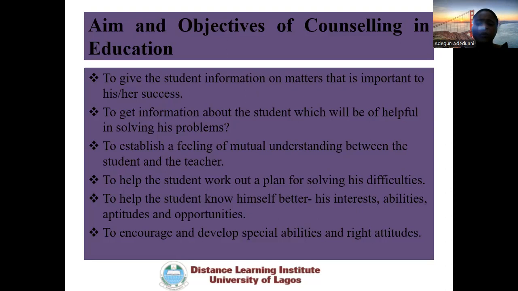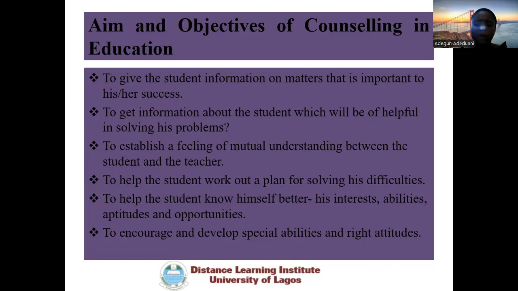Two, to get information about the student which will be helpful in solving his or her problem. When you have information about a student, you are able to solve that student's problem. Three, to establish a feeling of mutual understanding between the student and the teacher, through the help of guidance and counseling. As a teacher, you know your role, as a student understands his or her role. You don't infringe on the rights of the students, and that will help in creating a mutual understanding of relationship between the teacher and the learner, and this will foster academic achievement.